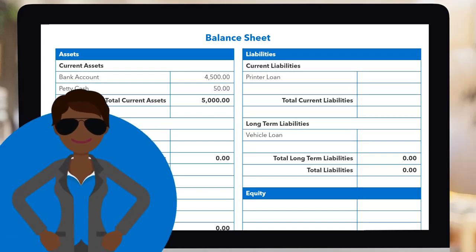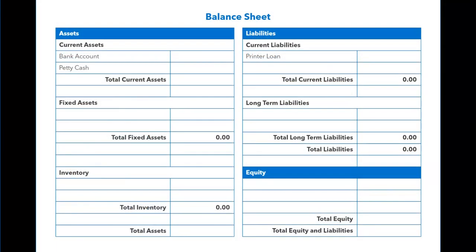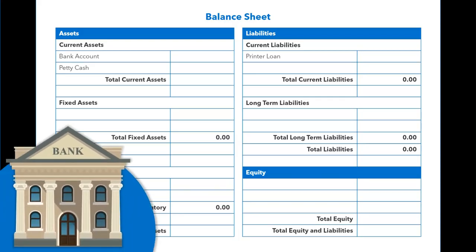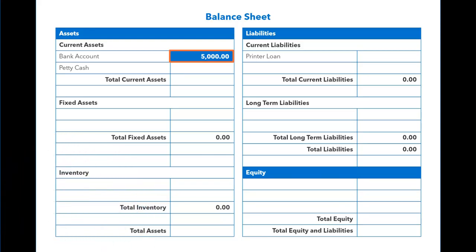So, now you know what a balance sheet is, but how does it actually work? Day 1. You have just created your own graphic design firm. On the first day, you deposit $5,000 into the business bank account. Later that day, $50 is withdrawn and deposited into petty cash.